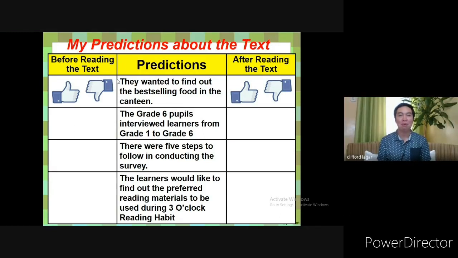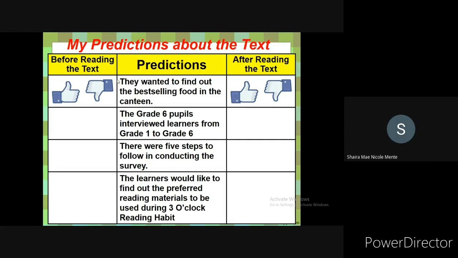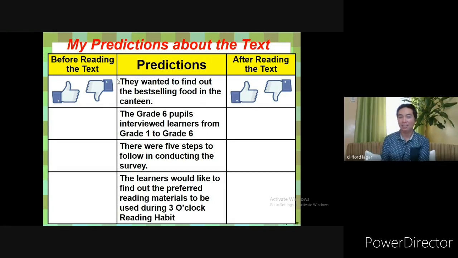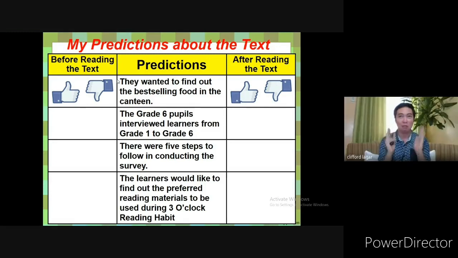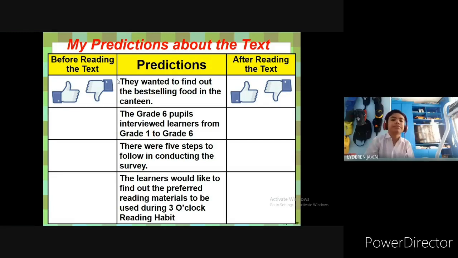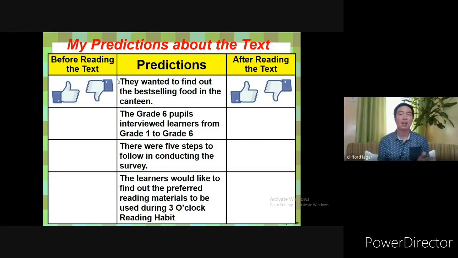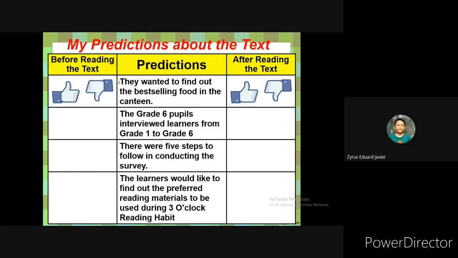Now, number three, there were 5 steps to follow in conducting the survey. Thumbs up or thumbs down? Yes, Shaira, proceed. Thumbs up, sir. Okay, that's correct. And the last, the learners would like to find out the preferred reading materials to be used during the 3 o'clock reading habit. Maya. Okay, let's hear it first from Maya. Maya? Sir, thumbs up. Cyrus, do you have the same answer? Yes, sir. Okay, thank you.